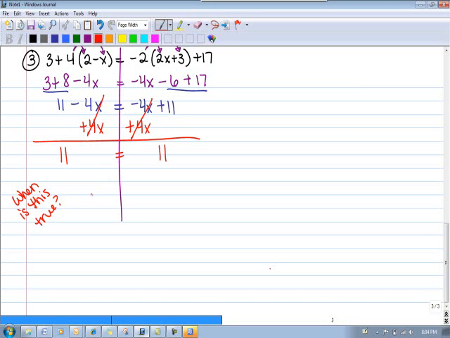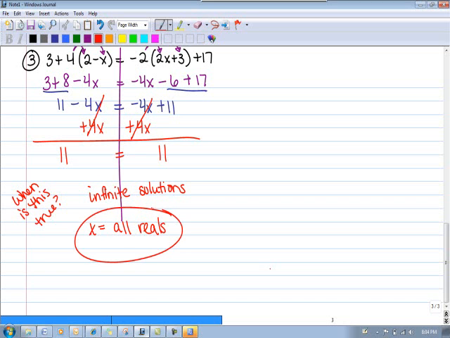So this has infinite solutions. Okay? And x can be any real number. So we say x equals all reals. Okay, because no matter what, 11 will always equal 11, so it doesn't matter what number I put in there, I'll always get a true statement. And you can try that out by actually substituting in any number.